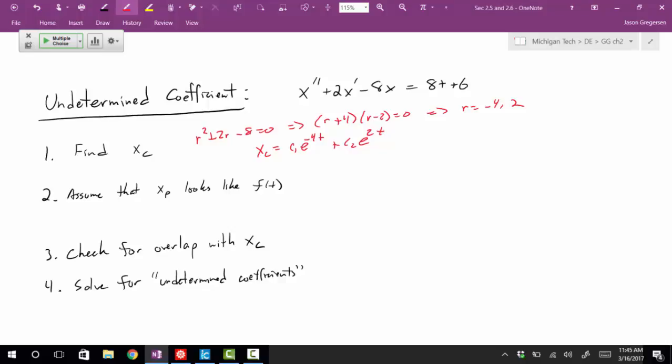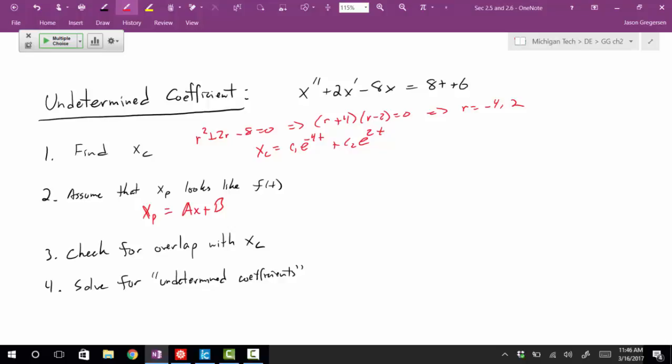Now the important stuff, the assumption, right? We've seen there's 2 ways to solve differential equations. We monkey with it until we can integrate it, or we make some inspired guess. Our inspired guess here is that I'm going to assume the xp looks like the right-hand side. The right-hand side here is a first-degree polynomial. I'm going to assume xp is a first-degree polynomial. That is my assumption.